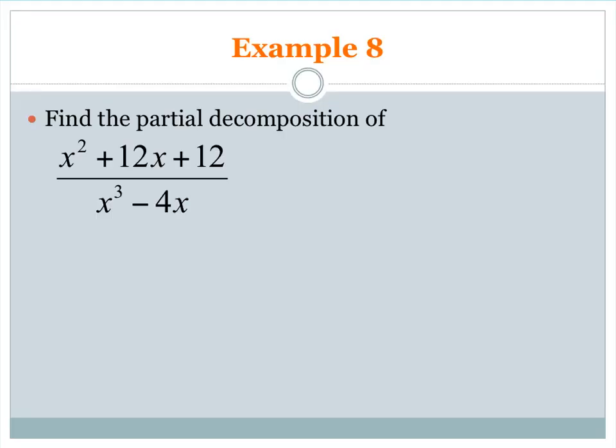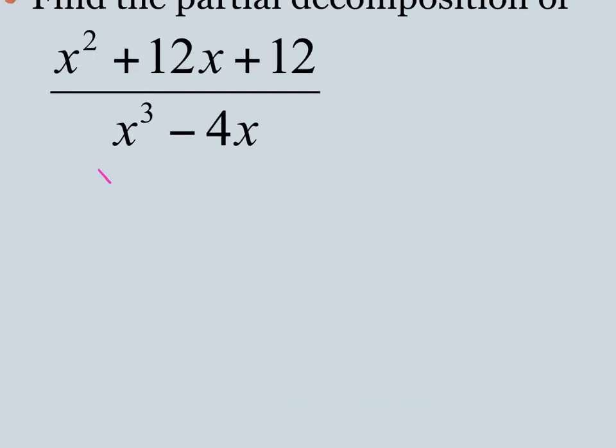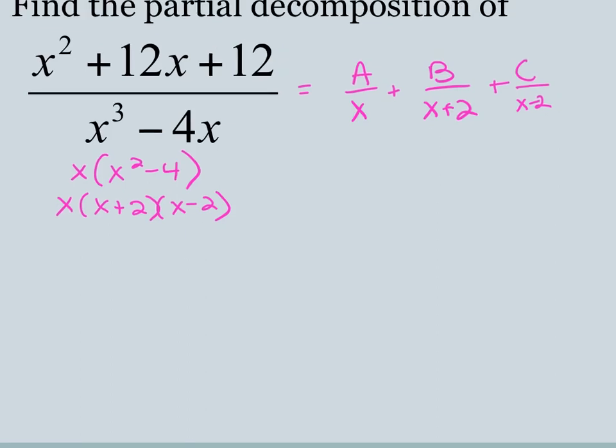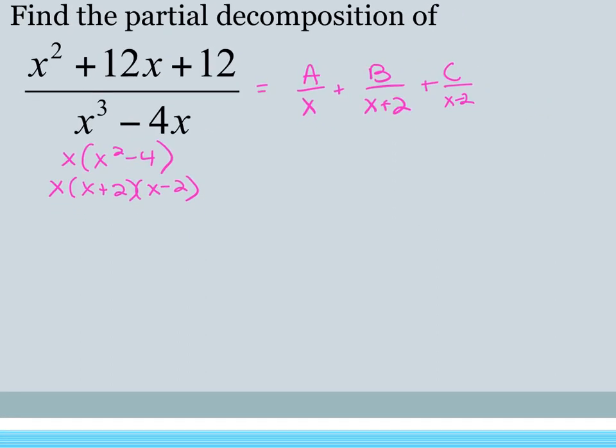Now we're going to factor, right? So x to the third minus 4x. What can I do with that? Take out an x. And then I get x squared minus 4. Am I done factoring? No, I have to do x plus 2, x minus 2, which means a over x, b over x plus 2, and c over x minus 2. So now I'm plugging in 3 values for x.